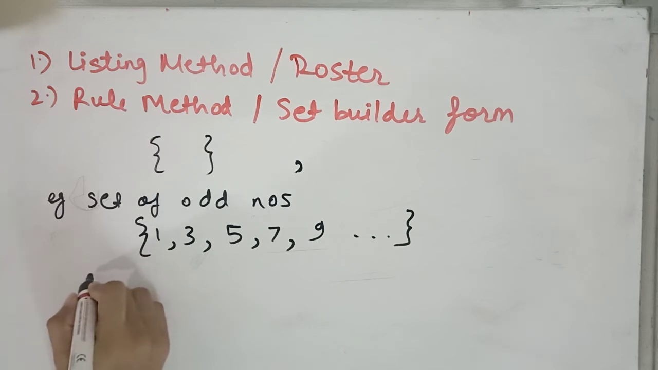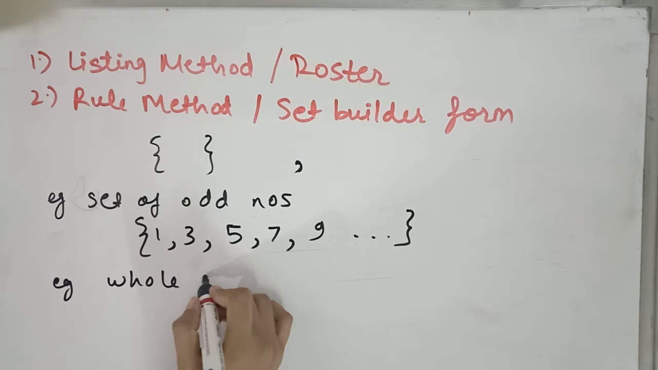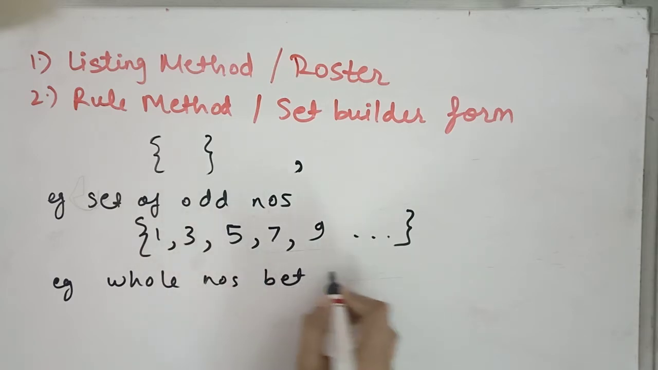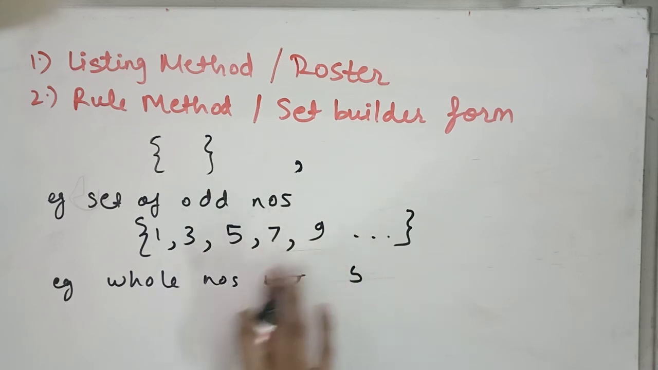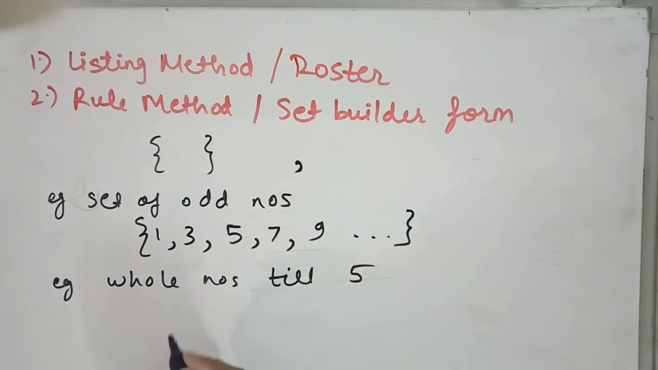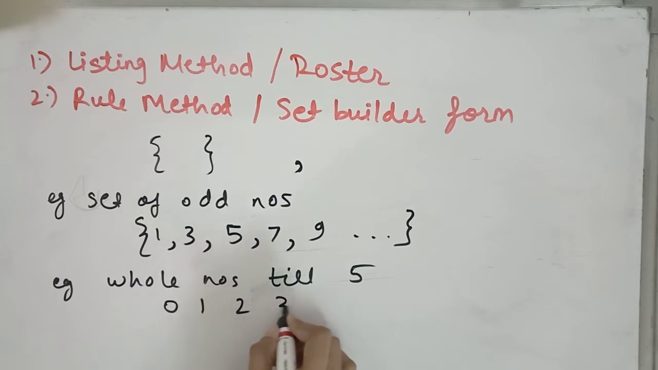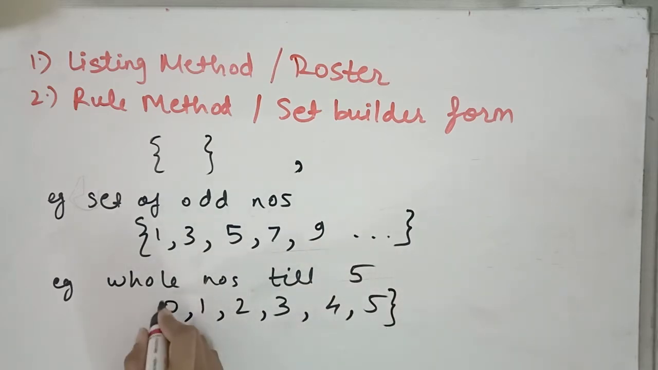Suppose we take the example of the set of whole numbers till 5. So the whole numbers till 5 are 0, 1, 2, 3, 4 and 5. So separate each element by comma and put all the elements in between the curly bracket.